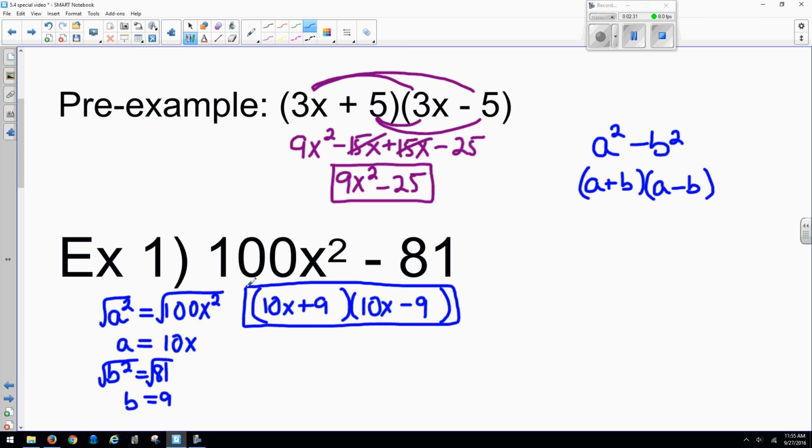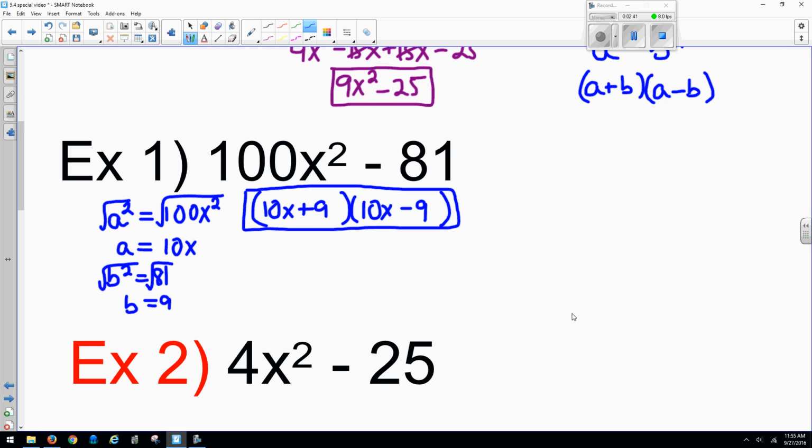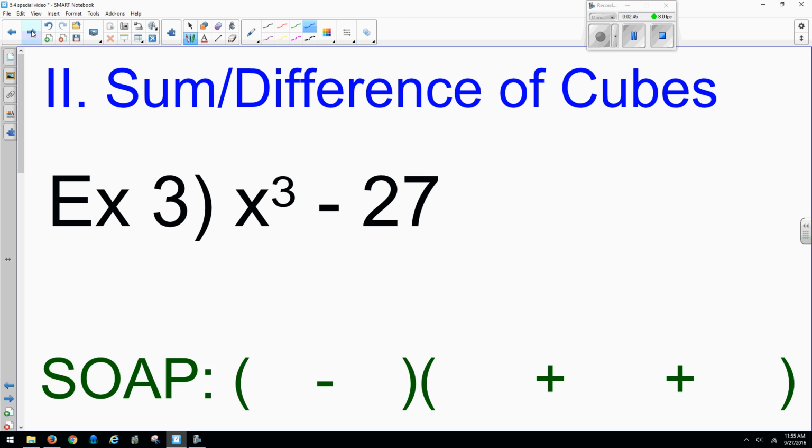Sometimes it gets a little more involved. If there's a greatest common factor, we can factor out first. But that's the gist of factoring the difference of two squares. So here's one for you to try. So then we're going to talk about the sum and difference of cubes. I believe you have not seen anything like this before. And so I'm going to give you the rule first.